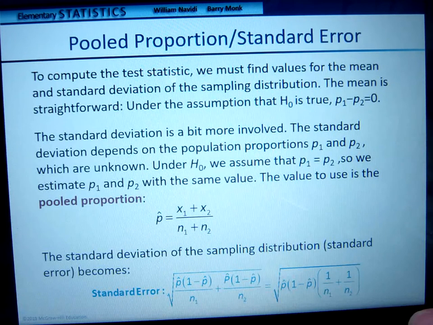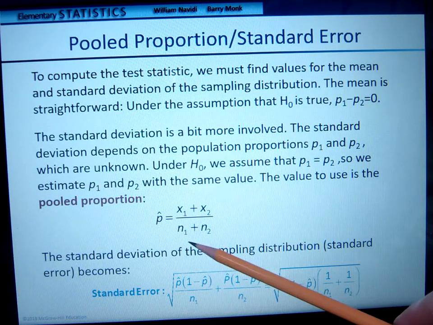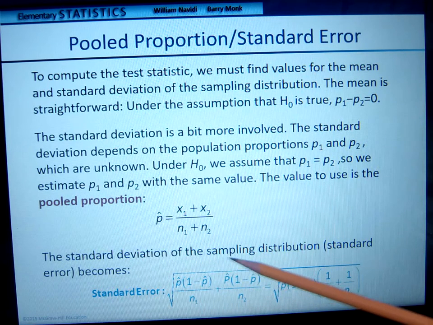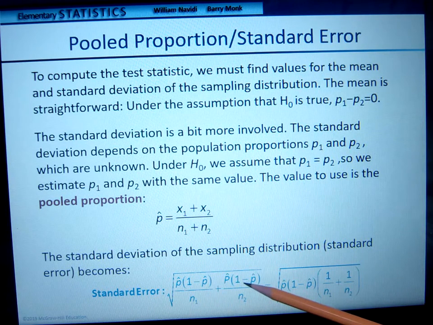Under the assumption that the null hypothesis is true, we would get a difference of 0. The standard deviation is more involved because it depends on the population proportions, p1 and p2, which are unknown. Under the null hypothesis, we will assume that p1 equals p2, so we can estimate p1 and p2 with the same value. So the value used is the pooled proportion. Pooled proportion: we're going to take x sub 1 plus x sub 2 over n sub 1 plus n sub 2. So the standard deviation of the sampling distribution, the standard error, would become p hat times its complement, 1 minus p hat, all over n1, plus p hat times its complement over n2.